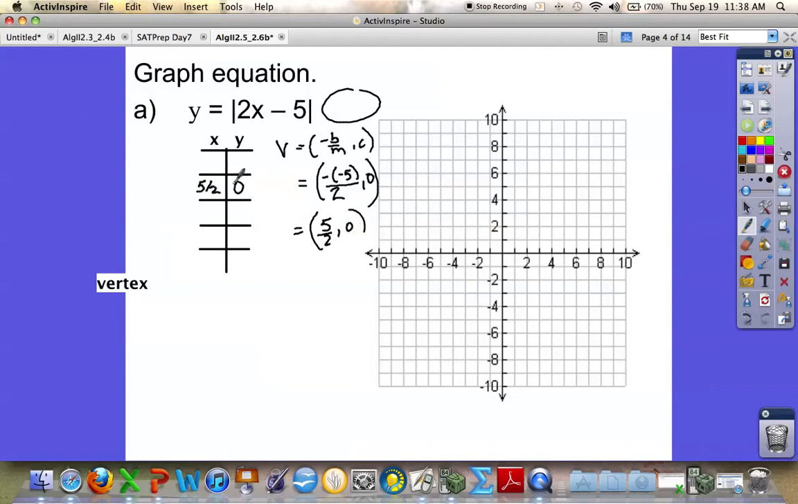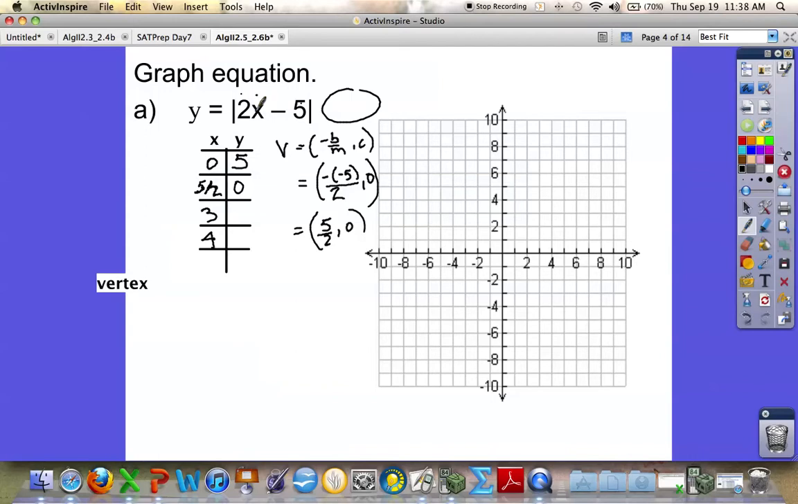I want you to pick some numbers below it and above it. I always like to pick 0, so I have an origin point. So 2 times 0 is 0, minus 5 is negative 5, and the absolute value of negative 5 is positive 5. Now I'll pick another point on this side of 5 halves. Actually, that's not above 5 halves. Let's pick a 3 and a 4.